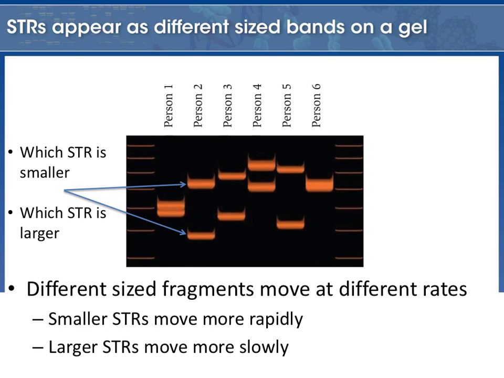Okay, so which STR is smaller? The bottom or the top? Smaller. Top. Okay. Smaller, less weight, right? So it moves faster. Bigger, moves more slowly, so it's at the top. And we're going, I should have probably put it this way, we're going from negative to positive. Okay? So, just remember, anything that's up near the top, that means it's smaller compared to something down further in the bottom.